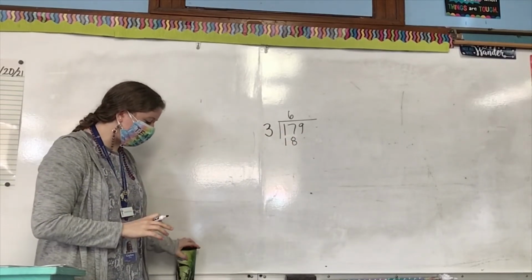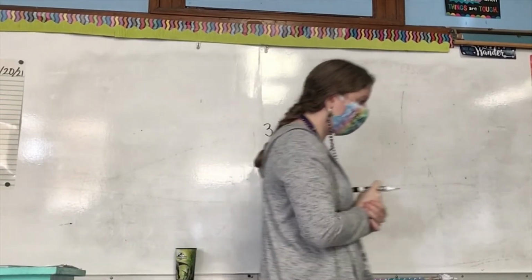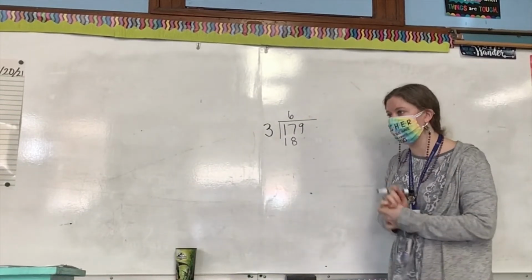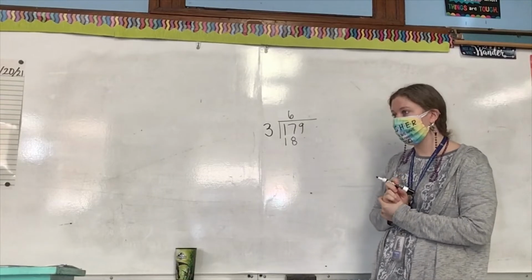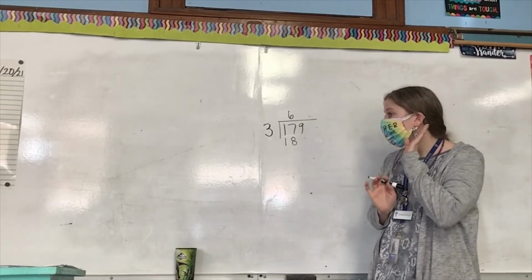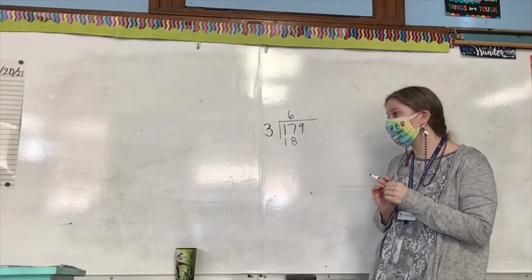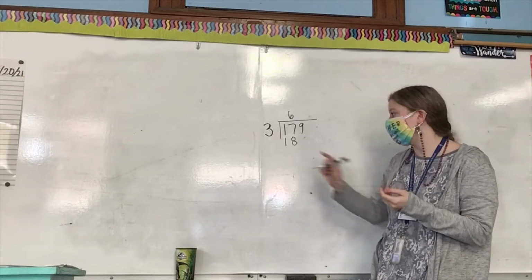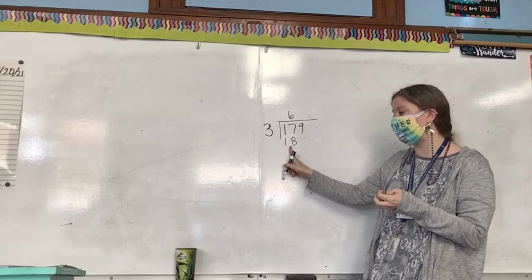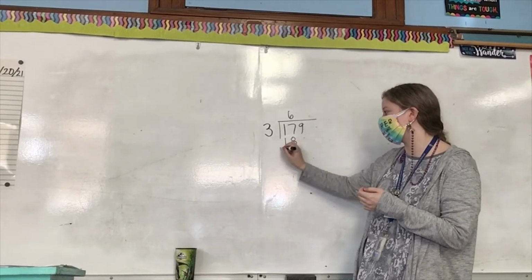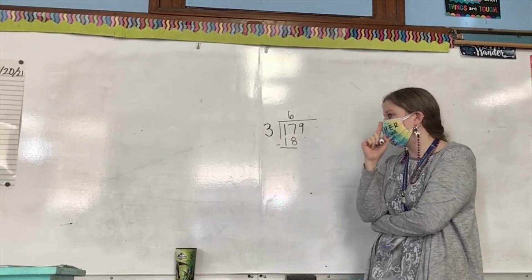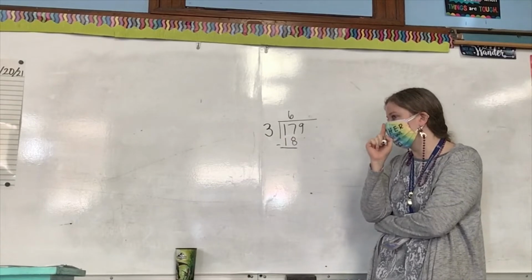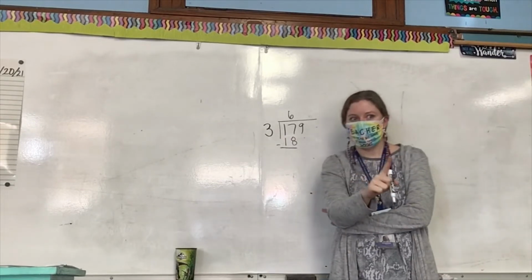Aaron, what's the next step? We subtract. Can you tell me in words what that means? We subtract the answer to our multiplication problem from the first 2 digits of our dividend. Good. Aaron, what's 17 minus 18? We can't do that.